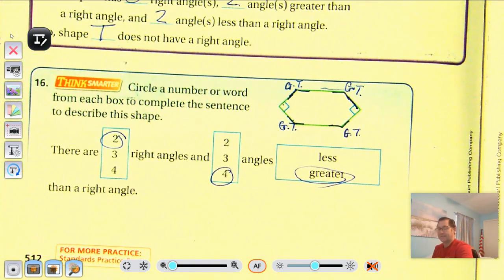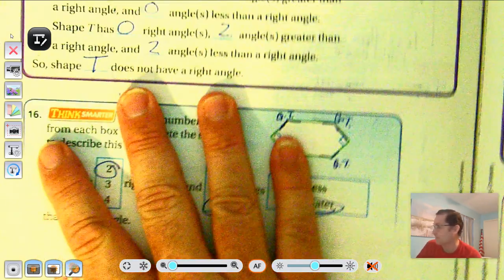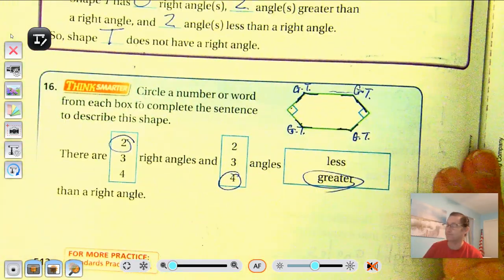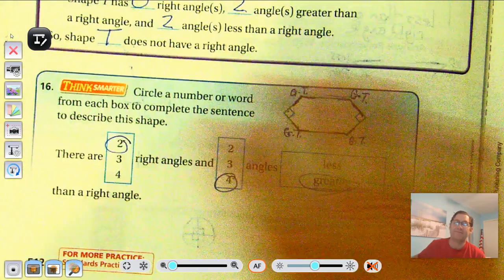Okay, so that's it for lesson 12.2 and the measurement of angles. In our next lesson, we'll work on identifying polygons.